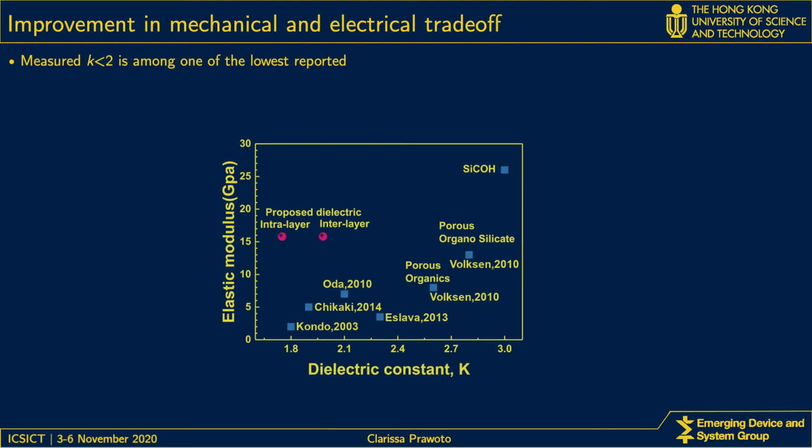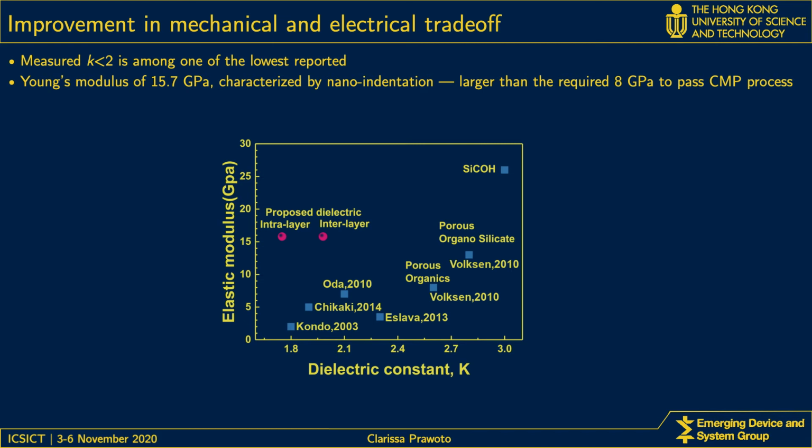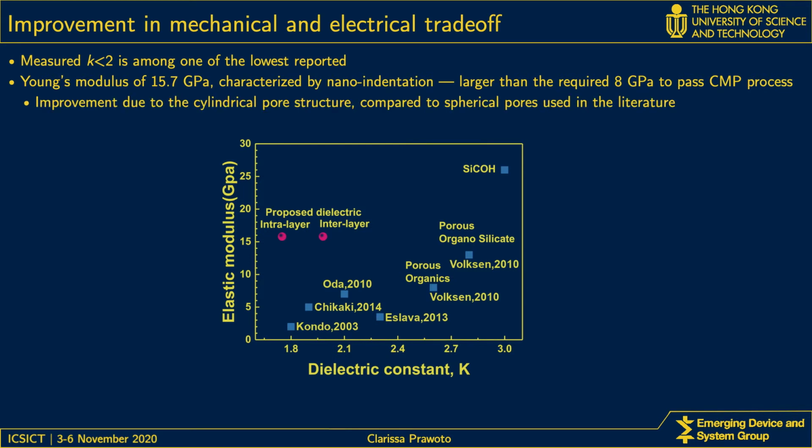However, the proposed porous dielectric has a Young's modulus of 15.7 GPa, which is larger than the requirement in the back-end-of-line process. This proves that the cylindrical pore structure improves mechanical strength by reducing randomness. That is, the structure provides alignment to the pores and prevents them from merging.